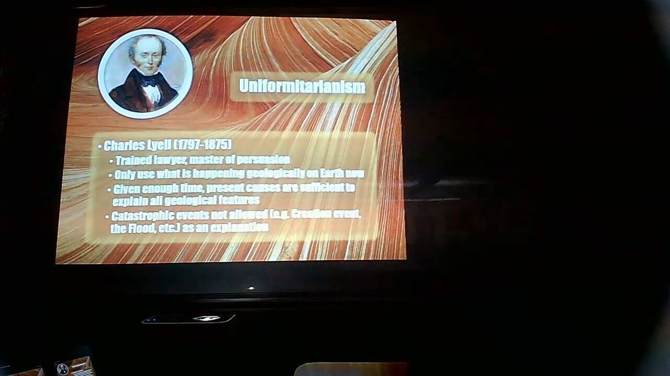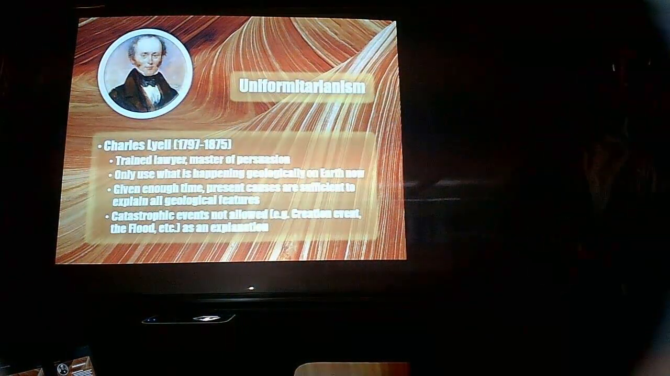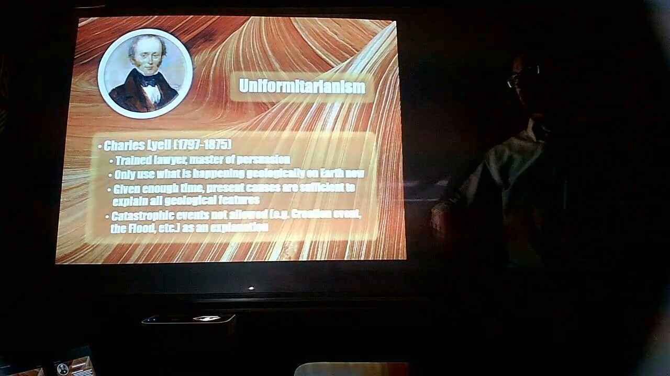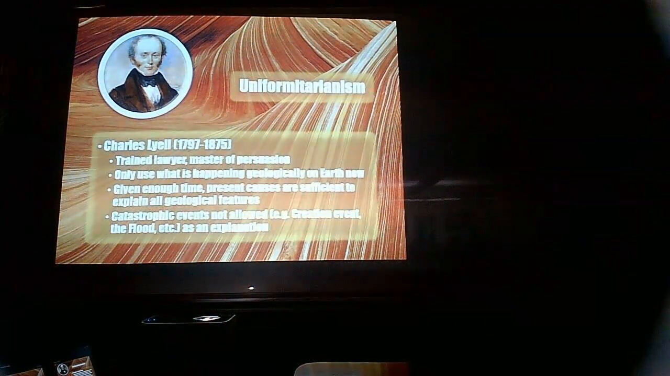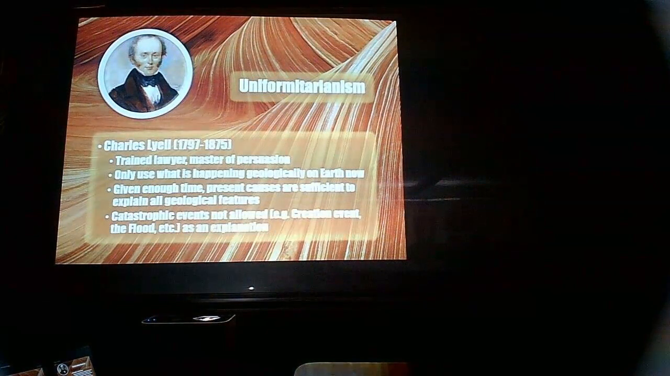So again, Lyell was not the first person to come up with these ideas, but he's really the first person whose name gets attached to these ideas because he was very, very good at selling those thoughts to the scientific community. That's where his skills as a lawyer came in. He was a master of persuasion here. And in the end, as you know, it won the day over the folks who believed the Bible and viewed the world through that lens, unfortunately.